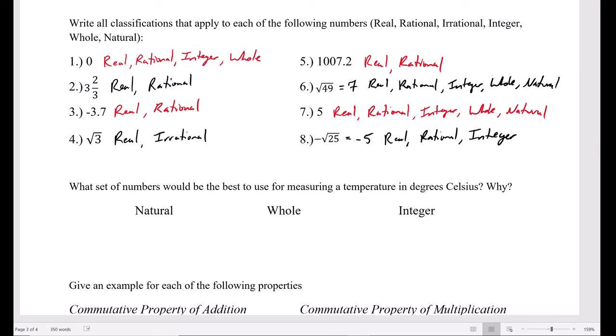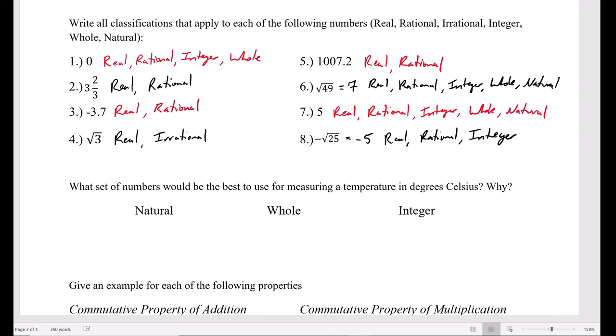6 was a tricky one. The square root of 49 is 7. So 7 is one of the counting numbers. That means it's a natural number. And remember, anything that's a natural number must inherently also be a whole number, which must be an integer, which must be rational, which must be real.